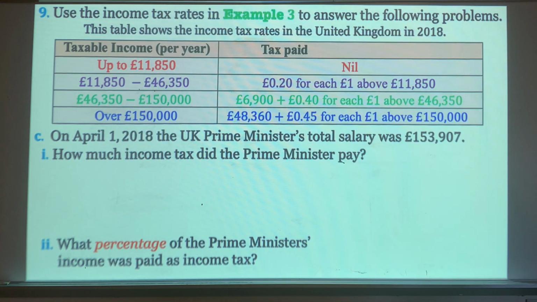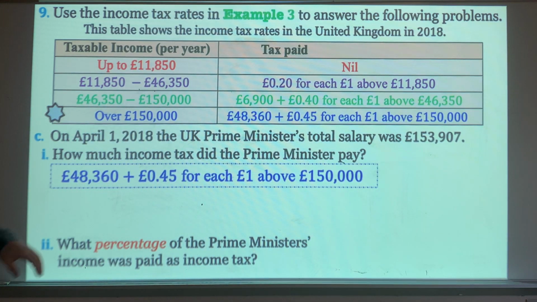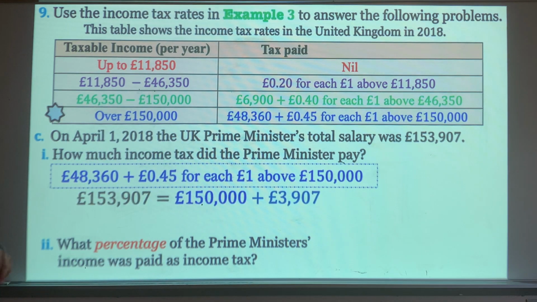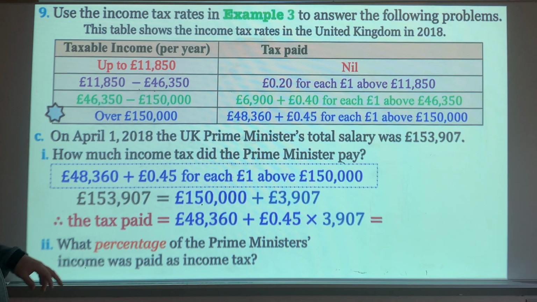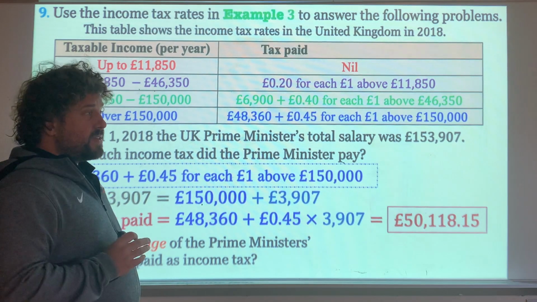Now we got the Prime Minister. Ooh, big money maker here. He was making 970 pounds. 907 pounds. So how much did he pay? He's in this big tax bracket. So let's see. 150 plus 3,907 gives us the salary, right? 3,907 times 0.45 plus 48,360. He paid 50,118.15 pounds. So he almost paid a third of his salary.